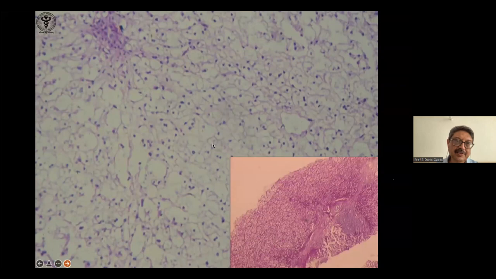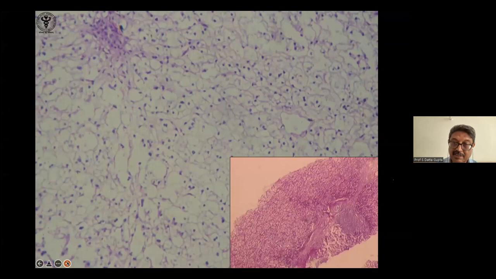Now, if the cell is not enlarged to that extent, you don't call it ballooning change. If it is rarefied like this, it could be feathery because of obstruction. Or when it is absolutely clear with well-distinct cell borders, then you have to do a PAS and PAS with diastase, because this is typical of glycogen storage disease type 1. You can get these cells full of glycogen. They also look like that, except in ballooning change, they will be big. Here, they are not big. These large spaces are because of fatty change.